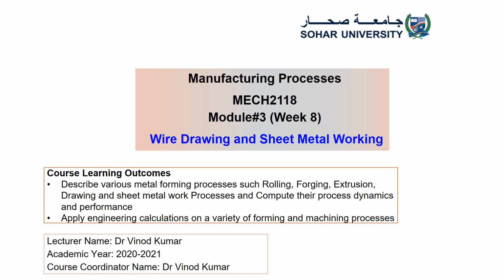Wire drawing is a common process in manufacturing to produce wires, bars, rods, etc. Tensile stress is applied to produce wires. The course learning outcome is to describe a metal forming process called wire drawing and compute process dynamics and performance, and to apply engineering calculations to the wire drawing process.